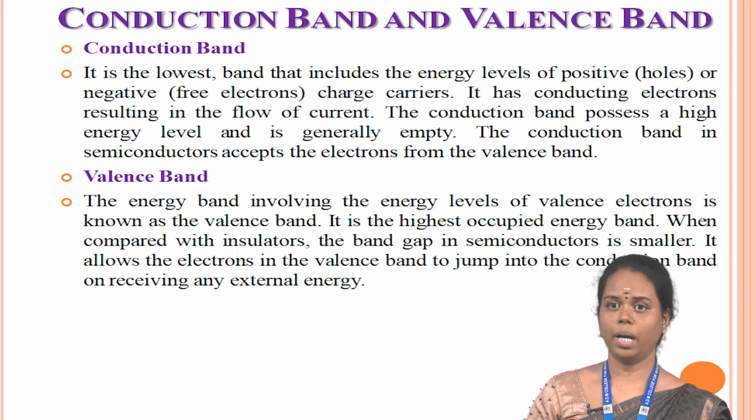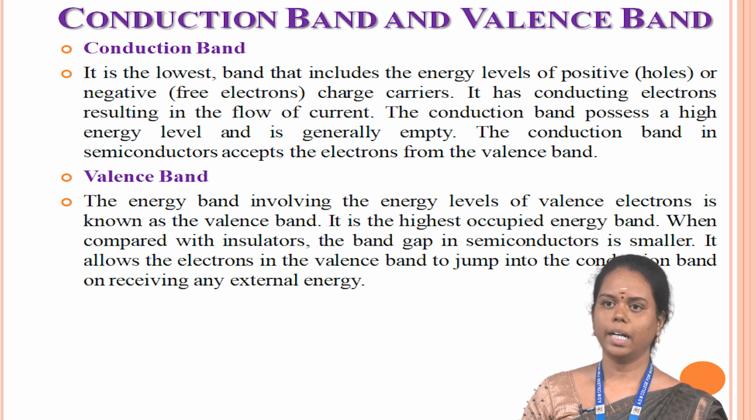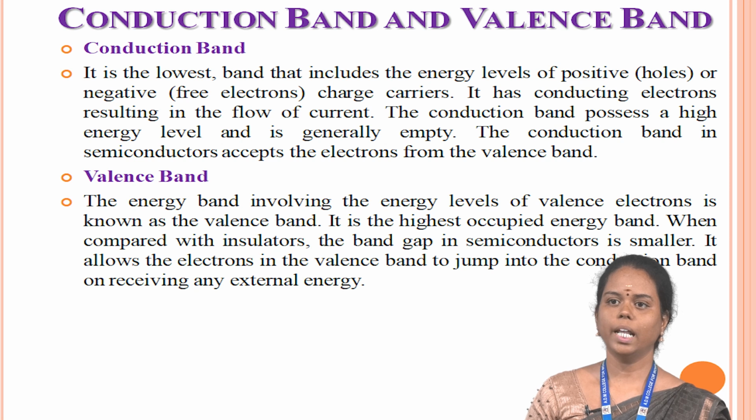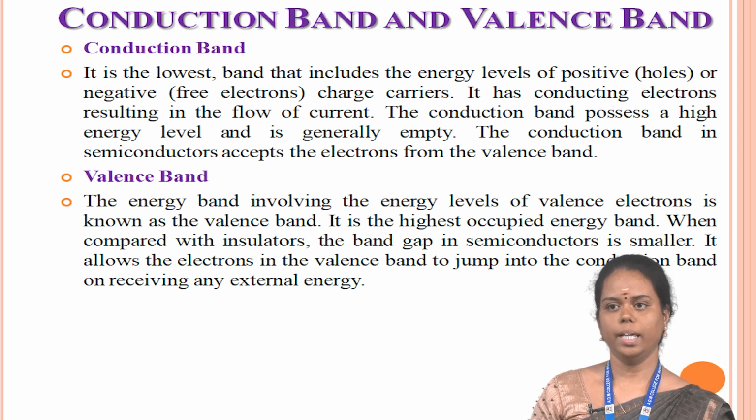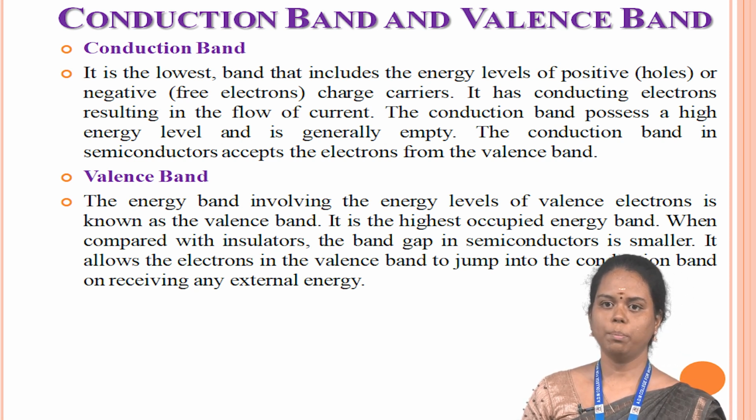Next is the conduction band. It is the lowest band that includes the energy levels of positive holes or negative electrons. It is the conducting electrons that result in the flow of current. The conduction band possesses a high energy level and is generally empty. The conduction band in a semiconductor accepts electrons from the valence band.